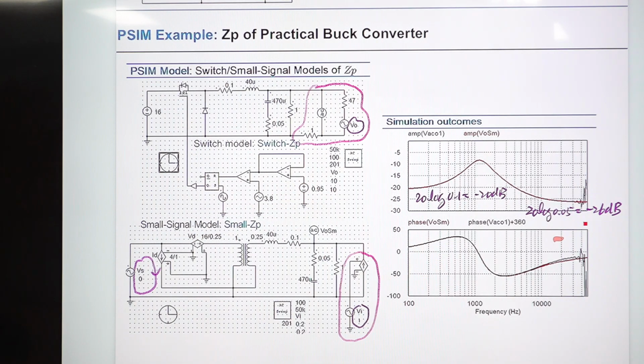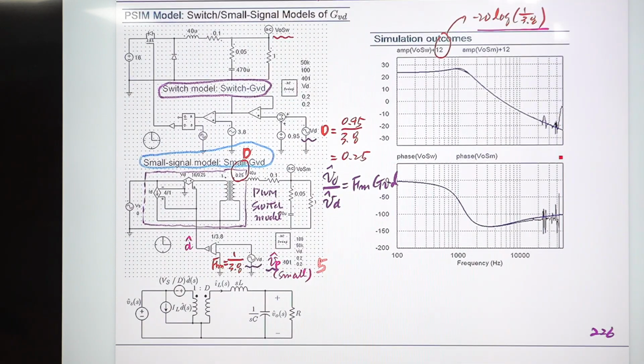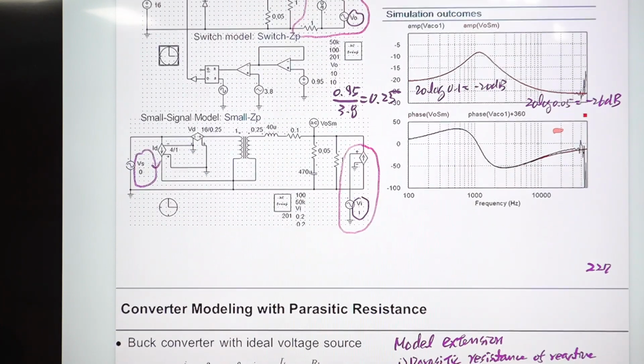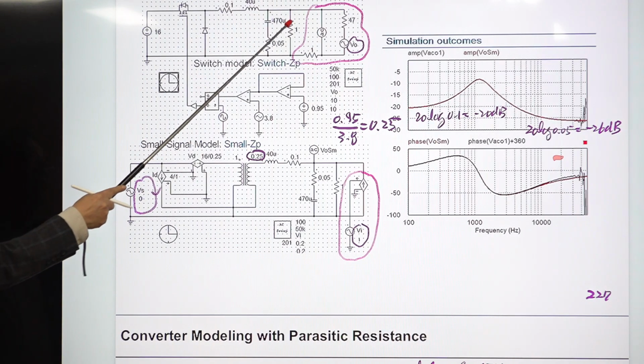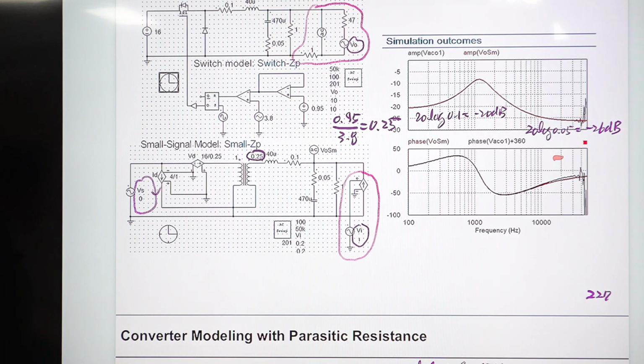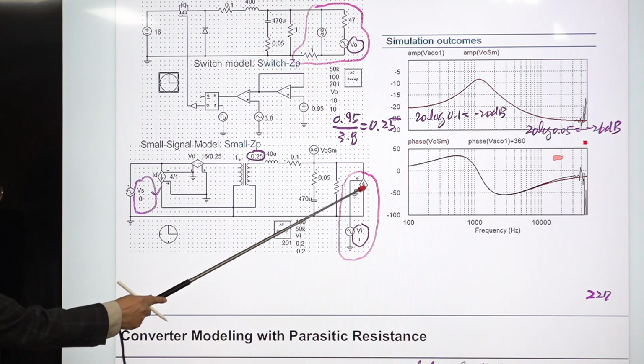And the duty ratio of this one is 0.95 is 1/4. I select this number, so this is the duty ratio. Okay, I forgot to mention this. This steady state duty ratio is coming here, of course, right? And the same is true here. But the difference is in this switch model, we should have this. But in this small signal model, we don't need this. Right? Just perturb this current source.